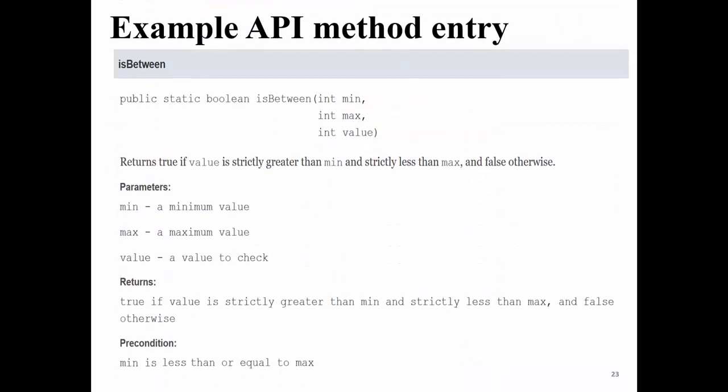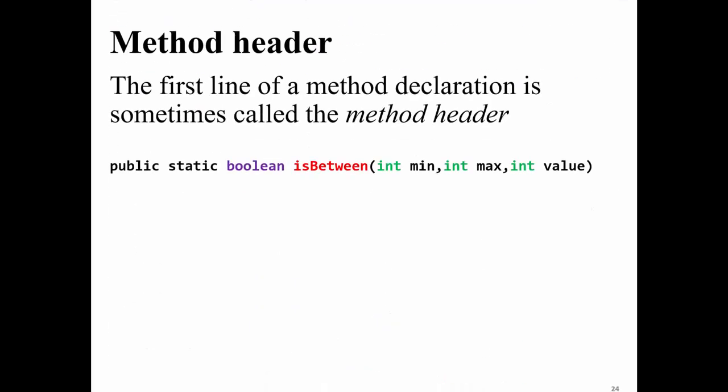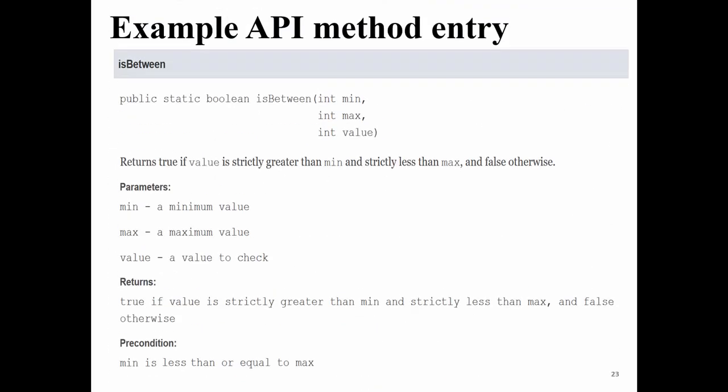Back to the slides. This is the method API. This is a method called isBetween. And as you can see, this method is public, static, boolean, return type boolean, either true or false. And also the name is isBetween. It takes three int inputs, int minimum, int maximum, and the value, and checks if this value is strictly between the minimum and the maximum. So as you see in the description, return true if the value is strictly greater than the minimum and strictly less than the maximum, and false otherwise.